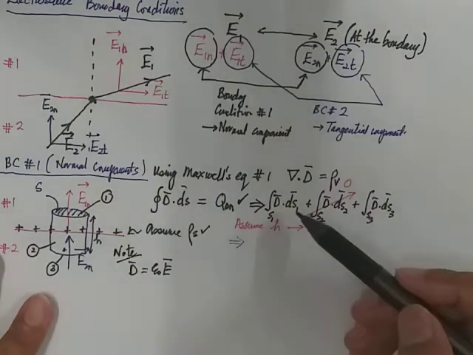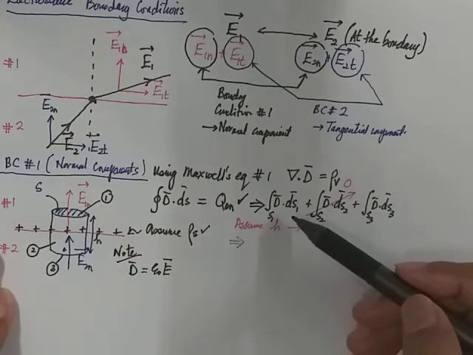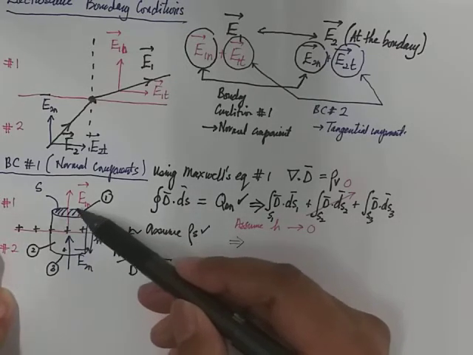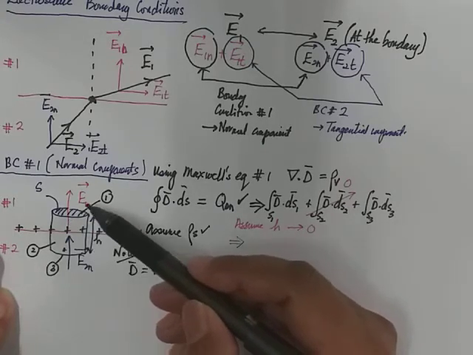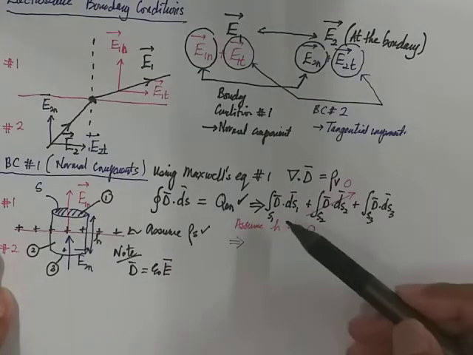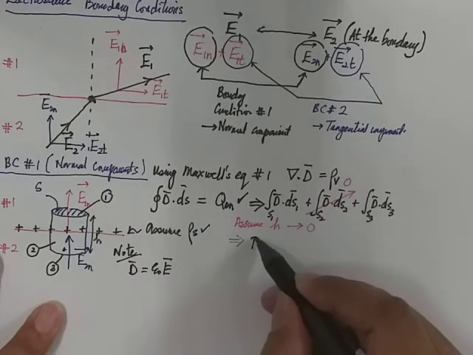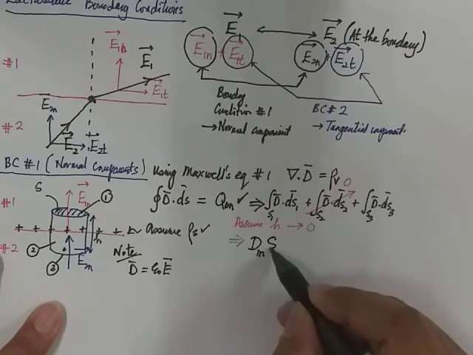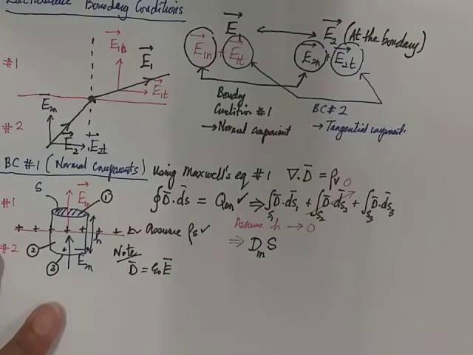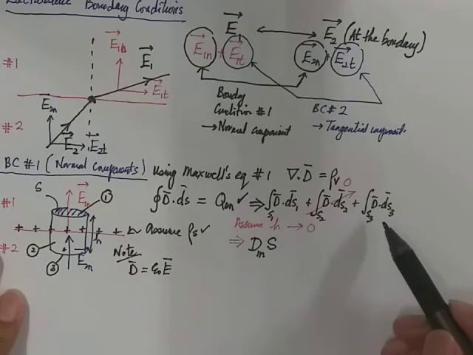Okay, and also the dS, as we have been informed, is always coming out from the Gaussian surface. Therefore, in region number 1, the direction vectors of the field and the surface are the same, so the dot product will give us a positive value. So what we're going to have now is D1n multiplied with S, where S is the total area after integration. Okay, good. So number 2, we don't have to bother. Let's go for number 3 now.